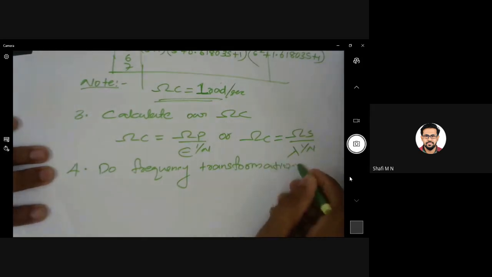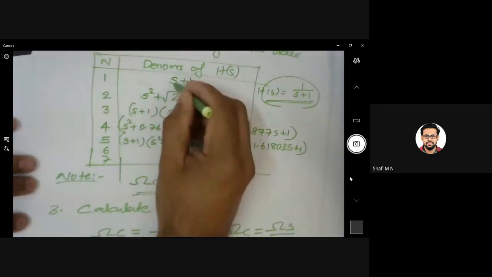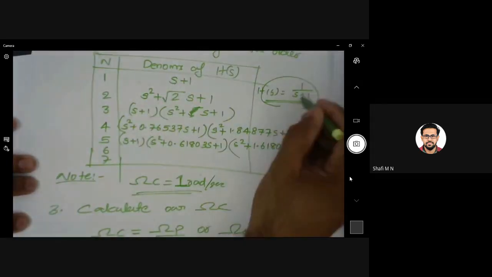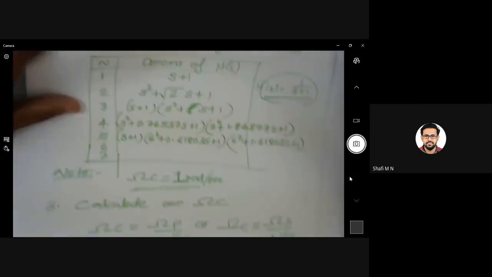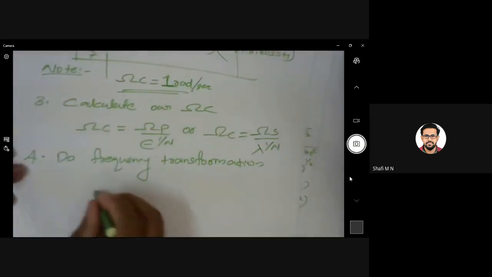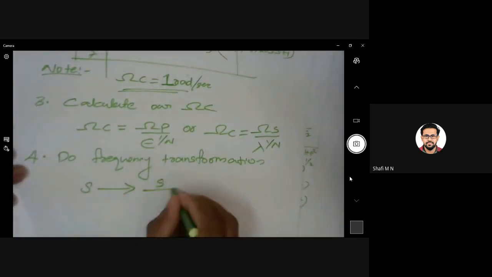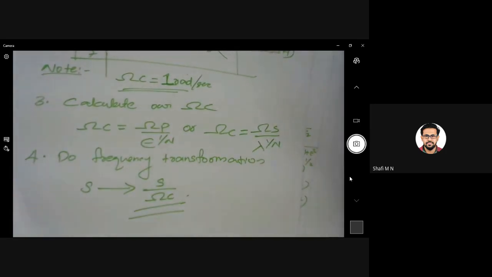Frequency transformation. That means here you will have an S term. H of s is 1 by s plus 1. So that S has to be replaced now. In the low pass filter design, S has to be replaced with S by omega c. This will be the last step. Substitute S by omega c here, so that you will complete the design of a low pass filter.